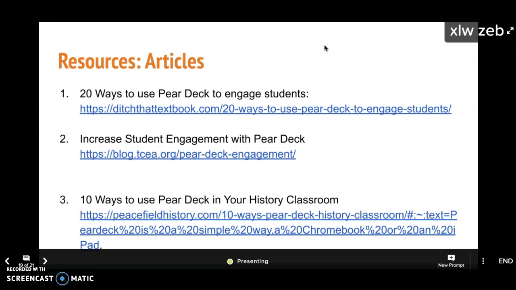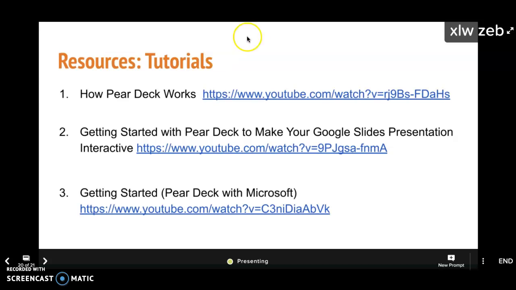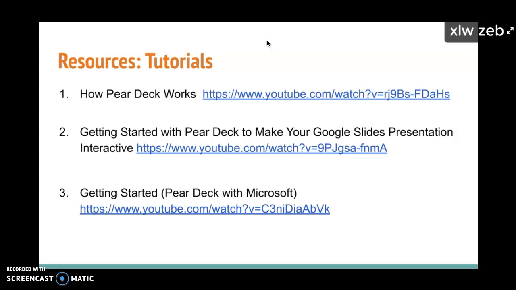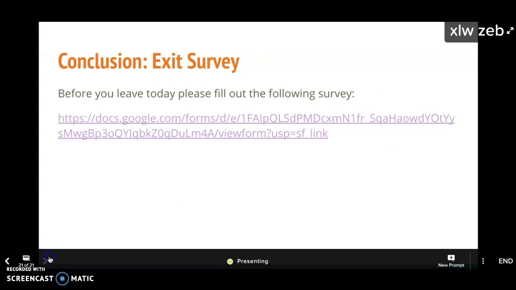Here are some extra articles if you wanted to learn more, and again, through your Pear Deck, you can click right onto these articles and read a little bit more. I found these to be a great way to understand how to effectively use Pear Deck in my classroom. And these are some tutorials if you are confused how to get started. I found them to be super short and helpful for me to get a great foundation going.